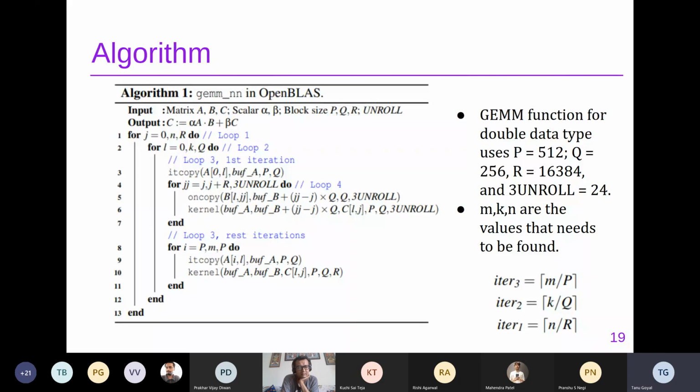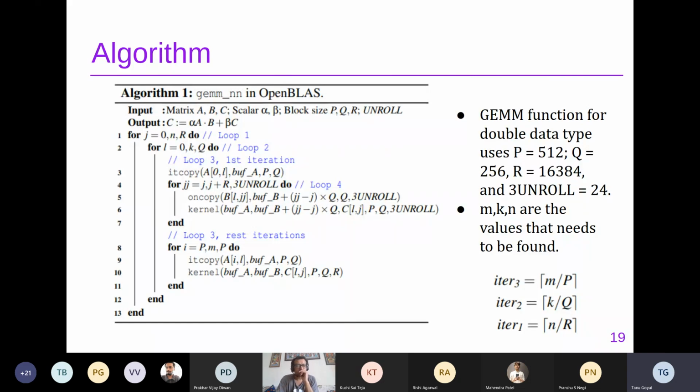Yes, sir. I mean, this algorithm is predetermined. We are only providing the matrices A, B, and C, and P, Q, R for a particular data type are already determined. So basically, you are providing the matrices A, B, C, but from this OpenBLAS perspective, P, Q, R are already optimized, and these are the values. Is that correct? Yes, exactly, sir.